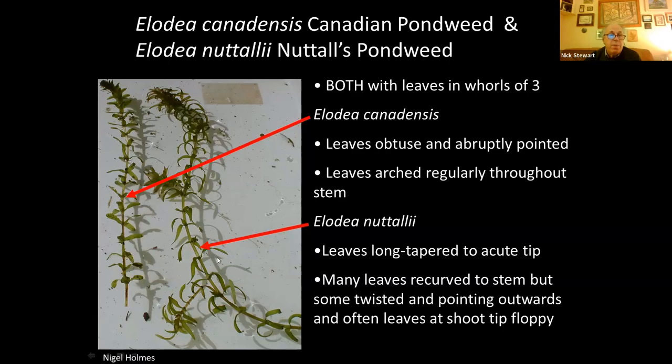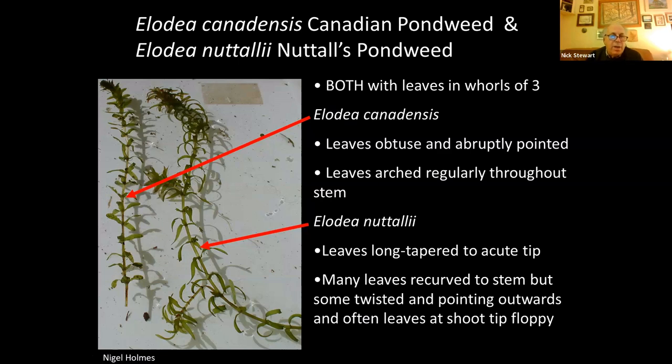Elodea canadensis has quite blunt leaves, and the leaves just arch over, just sort of like that, very consistently all the way down the stem. So it actually looks quite a neat plant. Whereas the Nuttall's pondweed has a much more pointed leaf. It has much more variation in terms of some leaves that curl right back to the stem, some that just sort of stick out in odd directions, and often at the tip of the stem you'll have some quite soft leaves which just collapse.